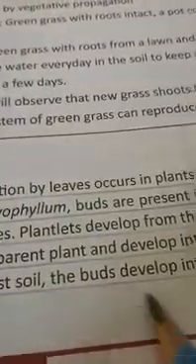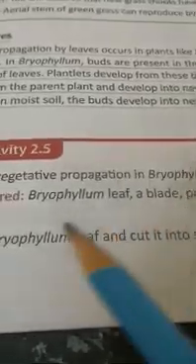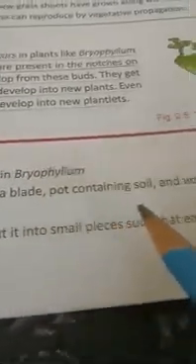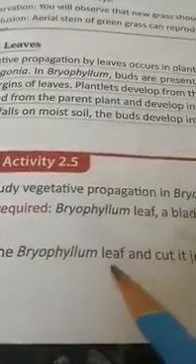Now we can do an activity here. Vegetative propagation by leaves occurs in plants like Bryophyllum. So we will take a plant, the Bryophyllum, and we take a blade, pot containing soil and water. We will take this Bryophyllum leaf and cut it into small pieces such that each piece contains a bud.